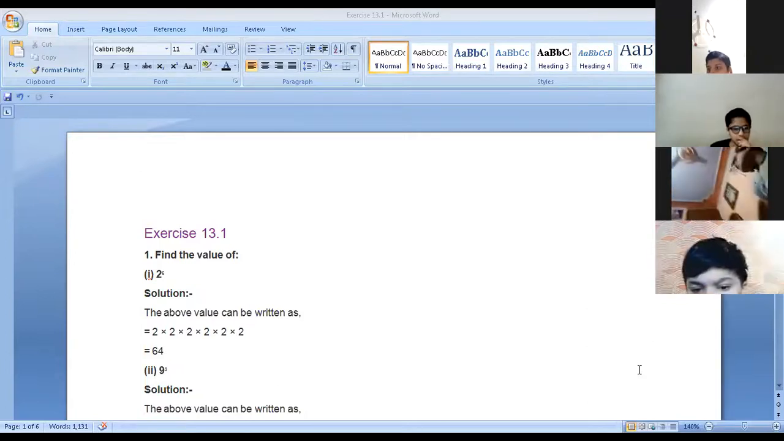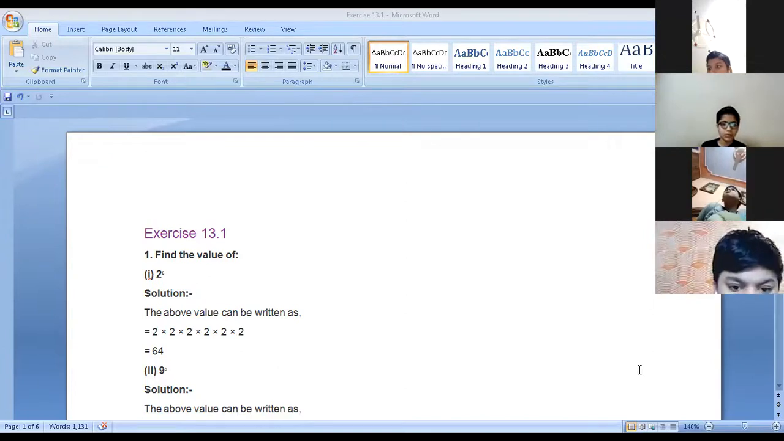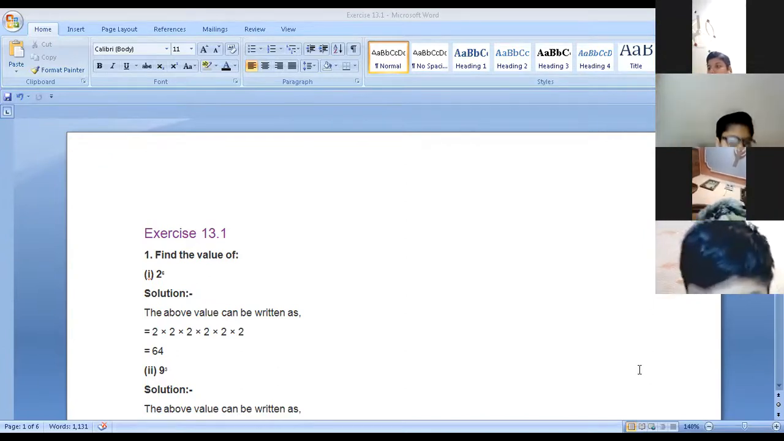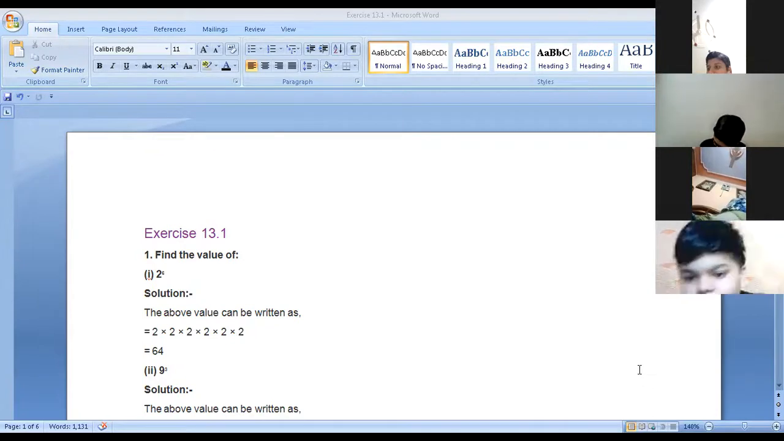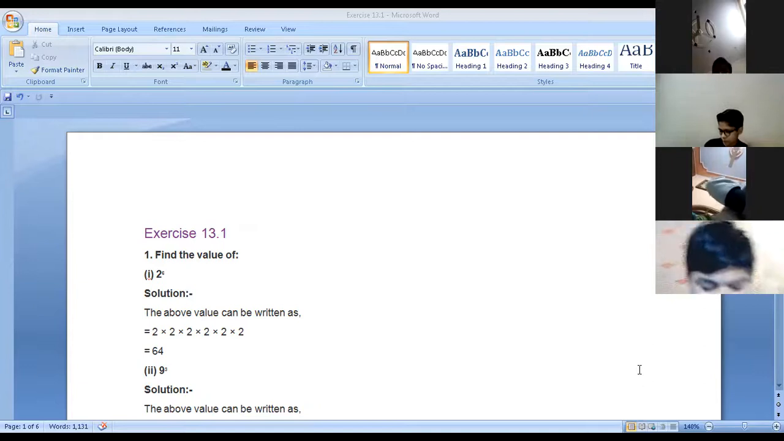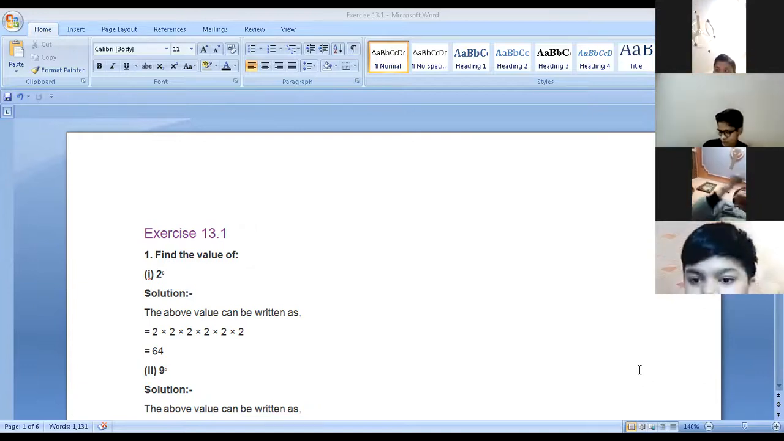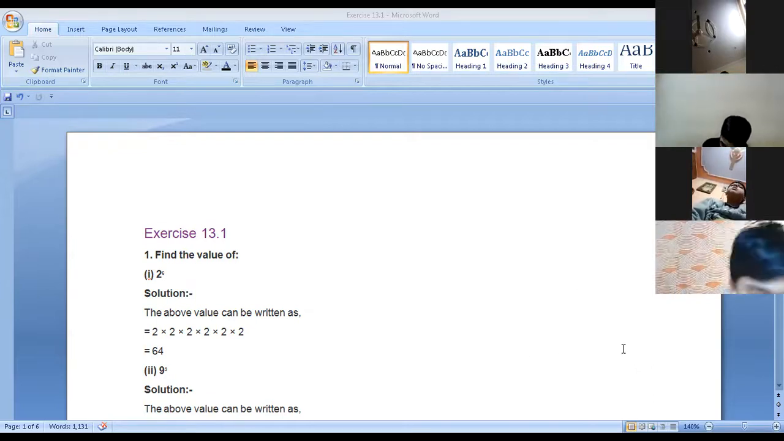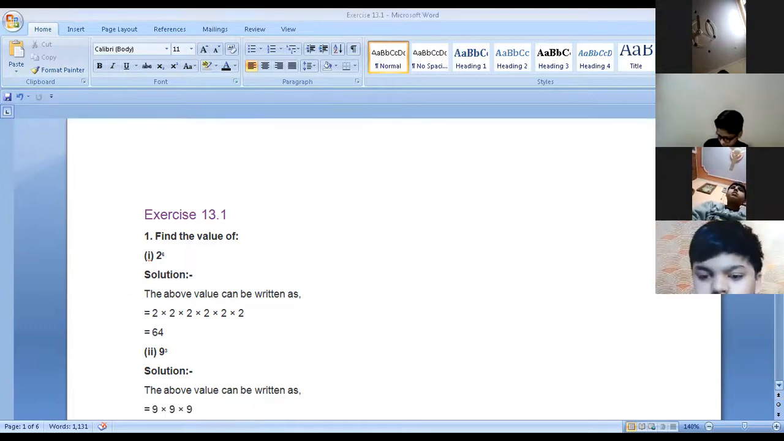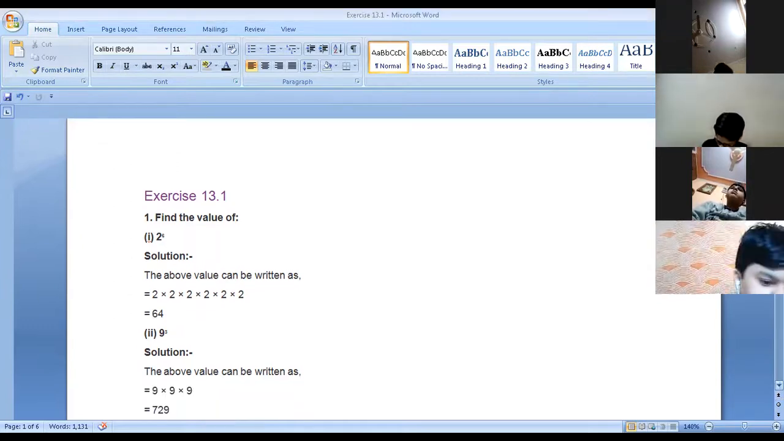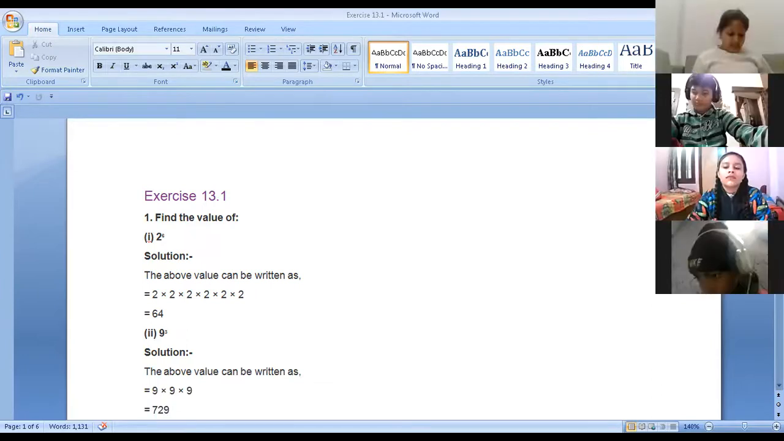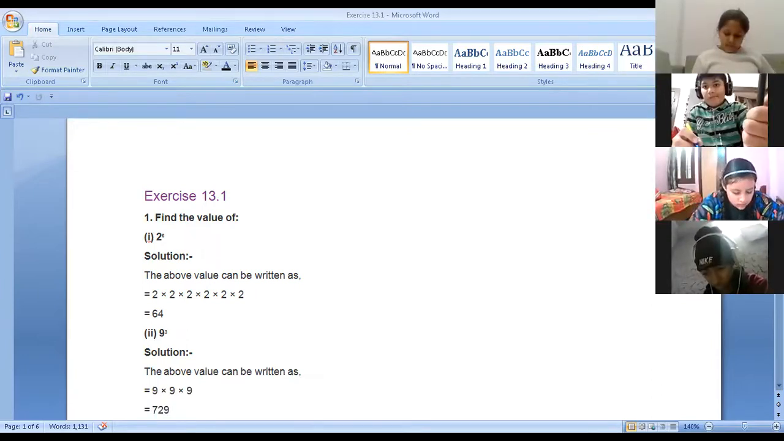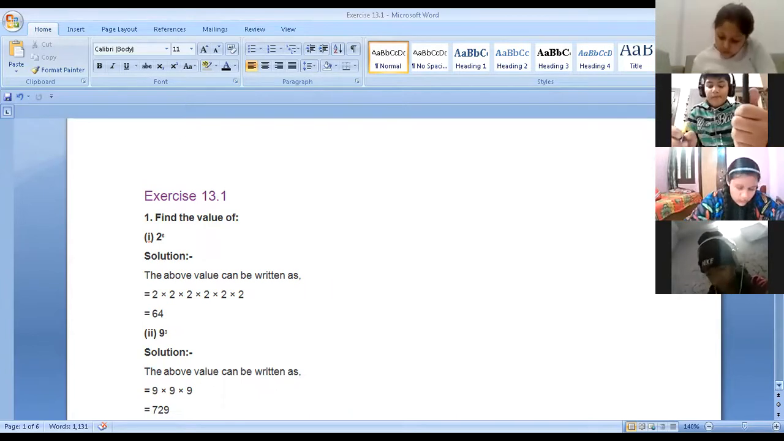SR.SEC, tell me the B part. Unmute yourself. B part, 9 raised to the power 3 is given. Yes, ma'am. Ma'am, we will multiply 9 3 times. So what will be the answer when you multiply 9 3 times? Ma'am, 729. 729. Very good. Shaurya. In this way, you are going to solve this question, beta.